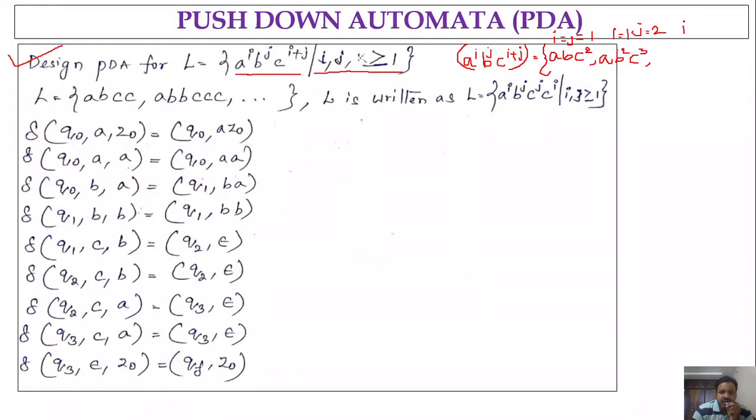The next one is you could substitute i value as 2, j value as 1. Now you will get a square b c cube, right? So a a b followed by triple c's will be another combination. You can also take i value equal to 2, j value equal to 2, so you will get a square, b square and c power 4. Okay, so these are the possible strings that you can generate by substituting the different values of i and j in the given language property or in the given mathematical form.